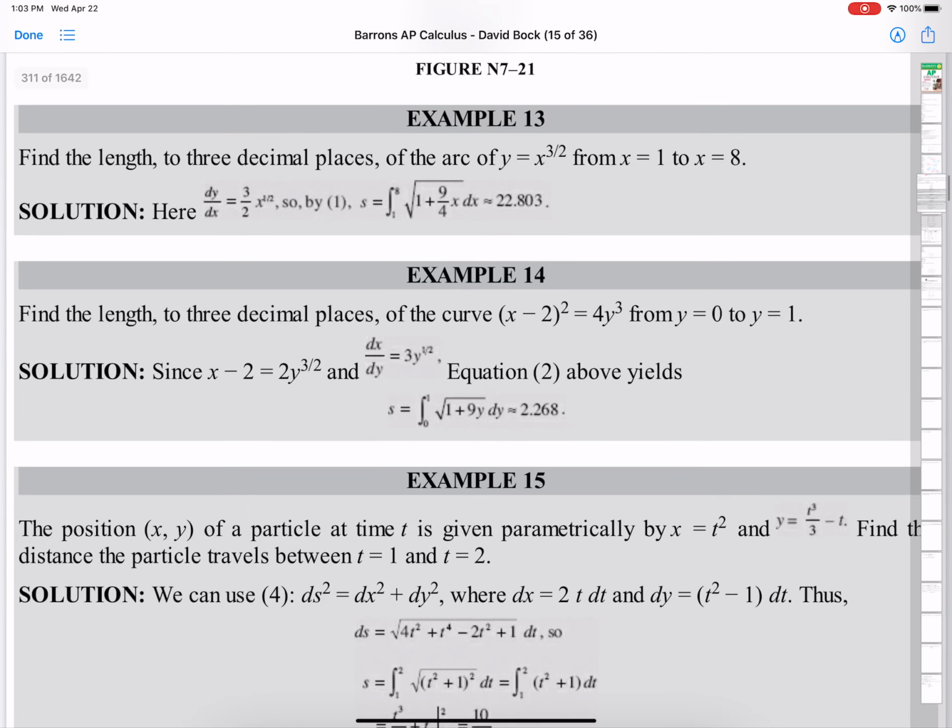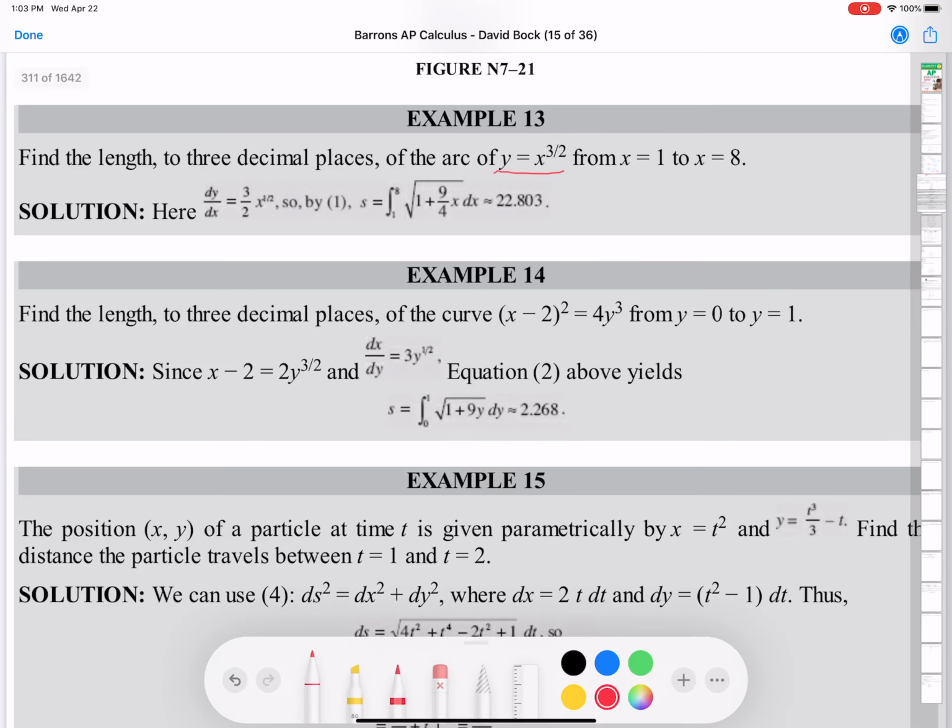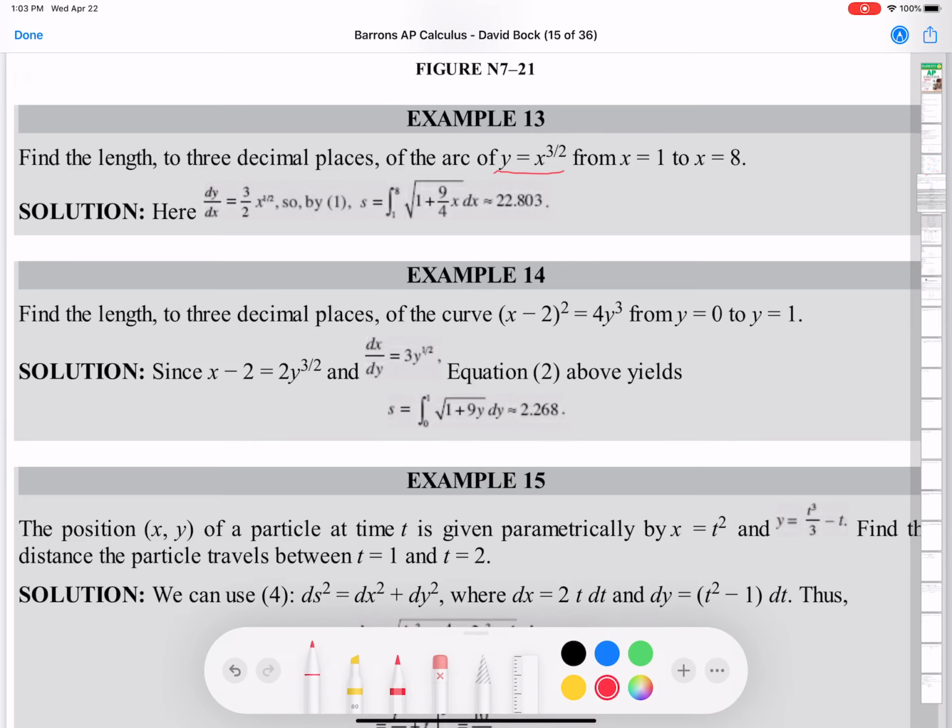Example 13. Find the length, to 3 decimal places, of the arc of this function y equals x to the 3/2 power from x equals 1 to x equals 8. The x interval is given, 1 to 8, and we know the function y equals f(x). So which formula? The first formula is going to be used, right? The integral from a to b of the square root of 1 plus (dy/dx) squared dx. So find dy/dx.